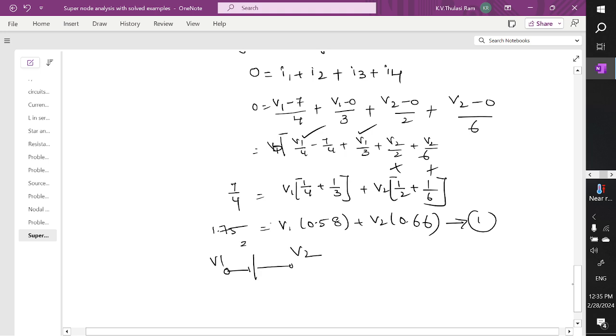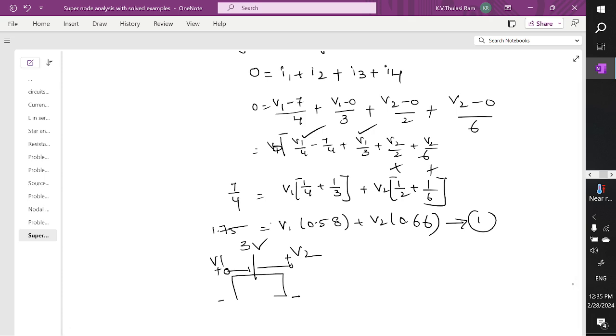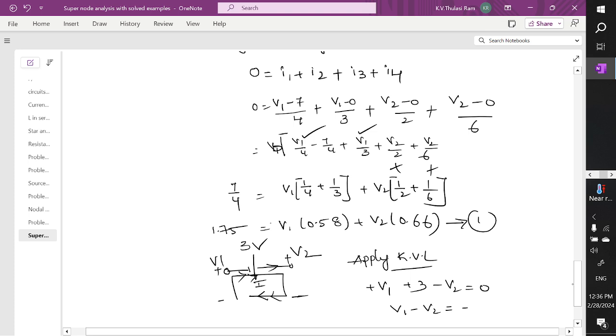And what is the voltage of this new node? 3 volts. So this is a positive terminal, negative terminal, positive terminal and negative terminal. Now current flows in this direction. So as per this, apply Kirchhoff's voltage law. The current is leaving. What is the leaving polarity? Plus V1. Current is leaving. What is the leaving polarity of the voltage? Plus 3. And current is leaving. What is the leaving polarity? Minus V2 equal to 0. So V1 minus V2 is equal to minus 3. So this will act as equation 2.